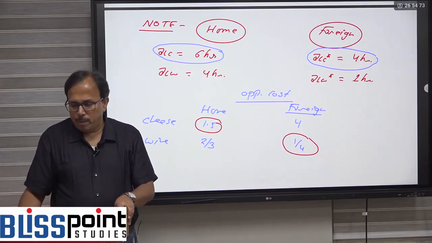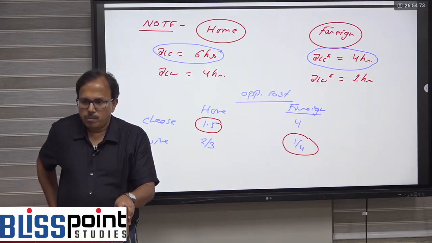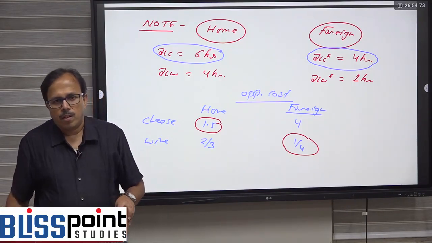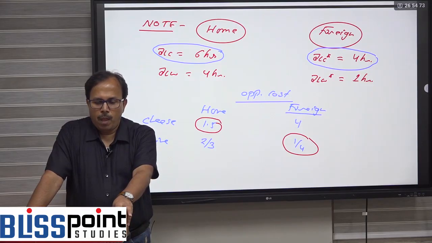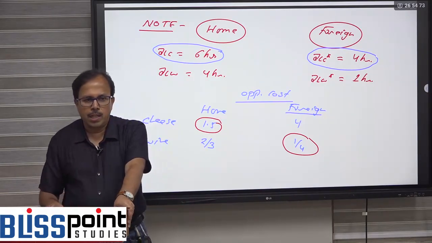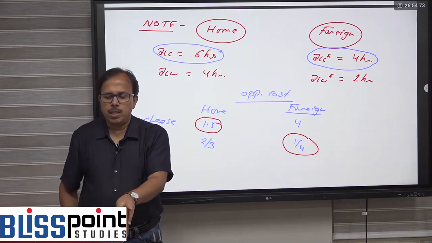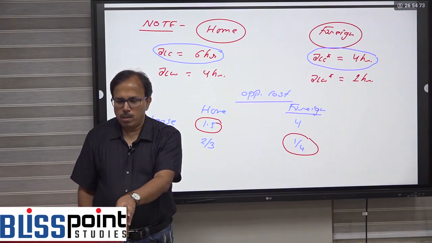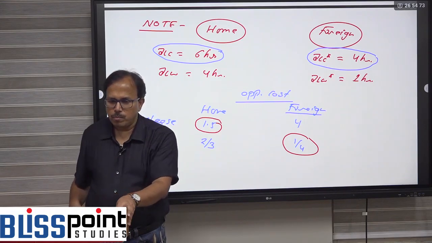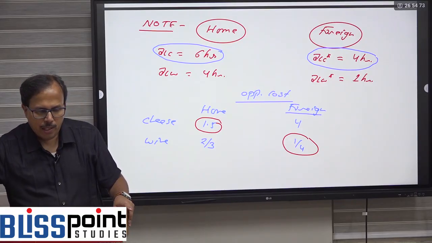Write on this. In the above example, you can use this example. In the above example, the foreign country has absolute cost advantage in the production of both goods, because labor productivity is more in the foreign country.